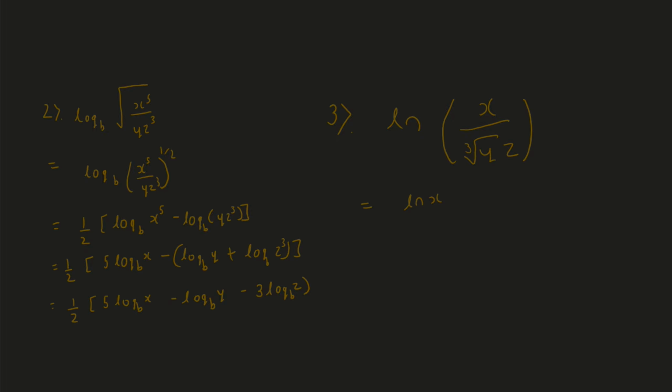ln x. So what is ln x? Ln x is just basically log to the base e. It is called ln. So this can be written as ln x minus ln cube root of yz. We use the product rule in the second one.